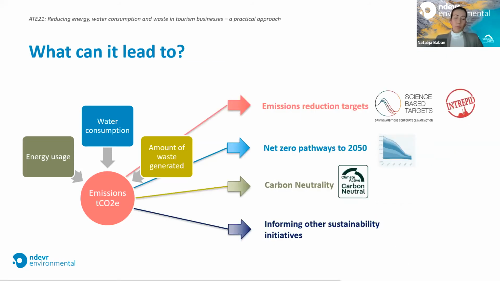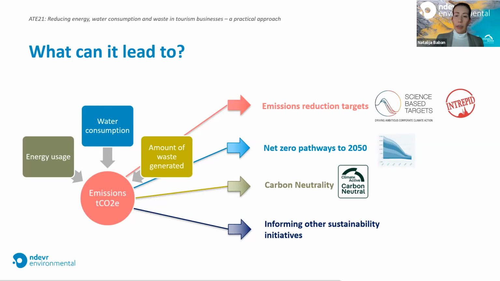So apart from tracking consumption and informing cost savings in the long term, measuring emissions can also lead to other initiatives, such as, for example, emission reduction targets. So the gold standard of setting an emissions reduction target these days is known as the Science-Based Target Initiative, which is an international body that runs the verification for set targets. And last year we helped Intrepid develop and submit theirs and be verified and validated under the program.